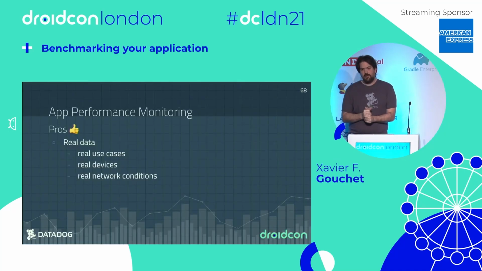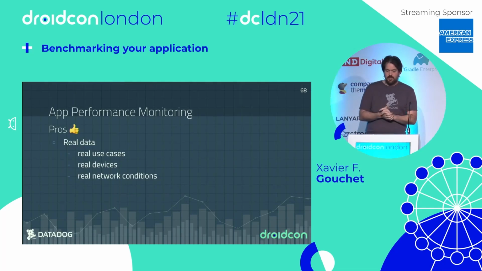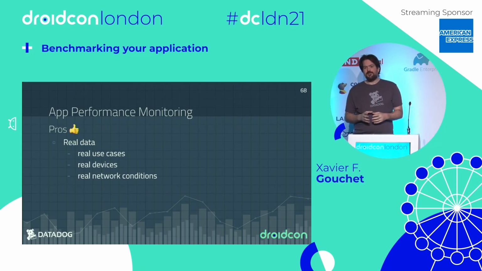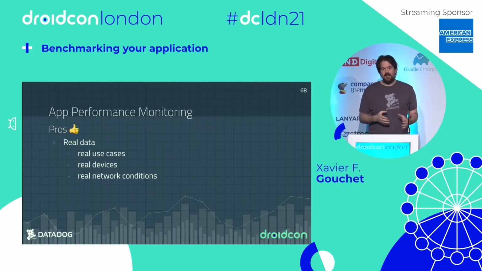So real user monitoring is also very useful because it can help you solve real use cases on real devices with real network conditions, meaning that it's going to give you some situations that you never thought could occur. Also, you have the real data across all your user base, meaning that you can see some trends of the usage and of the performance of some things.